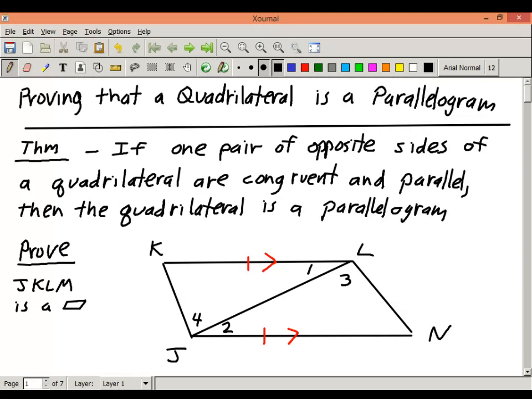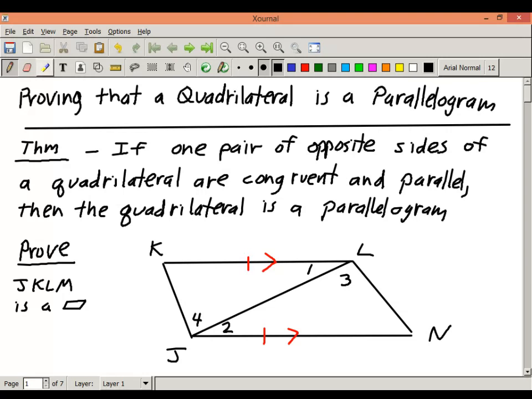Okay, our first theorem is that if one pair of opposite sides of a quadrilateral are congruent and parallel, then the quadrilateral is a parallelogram. So you can see here I have marked off the top and bottom sides of the quadrilateral to be congruent with the marks, and then I also got them marked to be parallel.